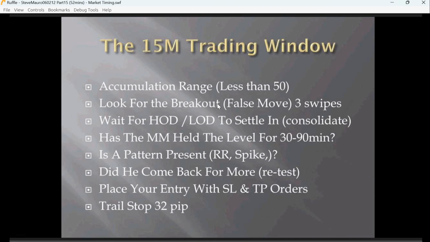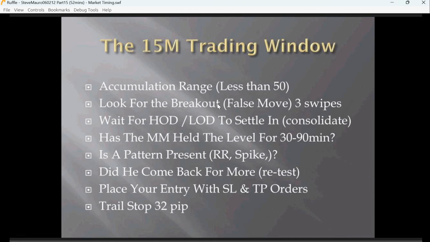Okay, so yes, this fits the 30-minute criteria because he made a high 25 pips ago and he's trading off that number hard. Is a pattern present? Do I got railroad track, spike, the stuff that Steve went over? Do I have the outside structure? Do I have hammers, pins, orange hearts, blue stars, green clovers? Do I have those things in the serial? Did he come back for more? Did the greedy bastard come back for the retest? Did he come back for more?